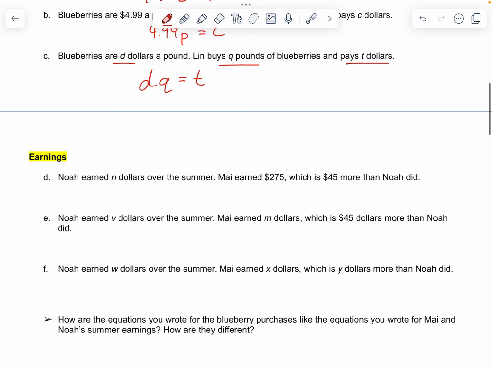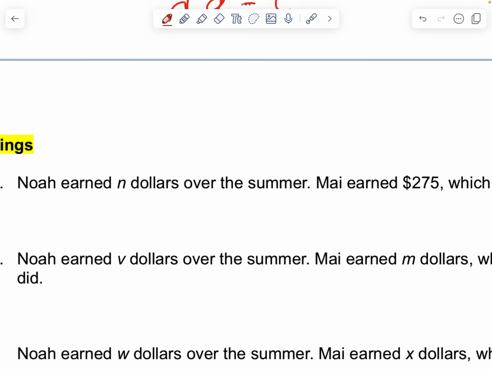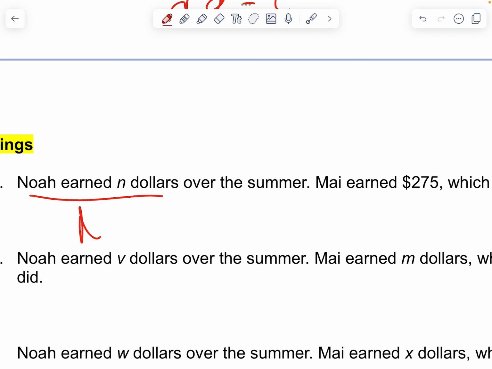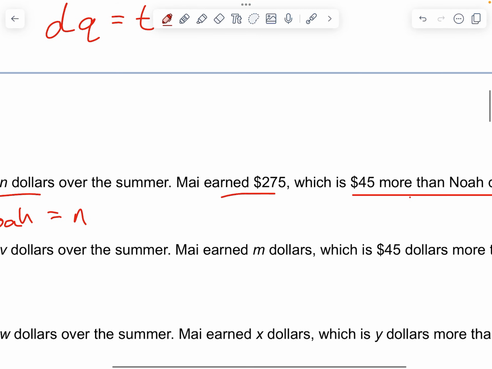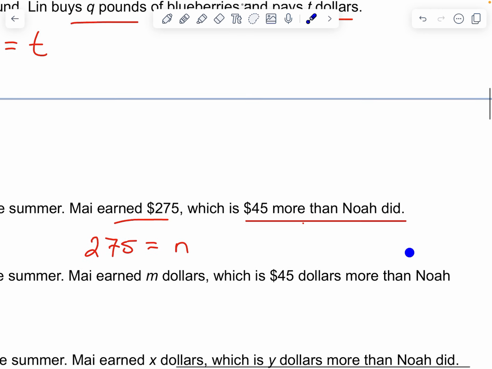All right, earnings. Noah earned N dollars over the summer. Mai earned $275, which is $45 more than what Noah did. Okay, we haven't really talked about more than like this, but Noah, right? Noah is N dollars. So we're going to use N for Noah. Mai earned $275. So let's say that Mai is $275. And if they both earned the same amount, then the equation would look like this, where Mai is $275 and Noah is $275. However, we know that's not the case.